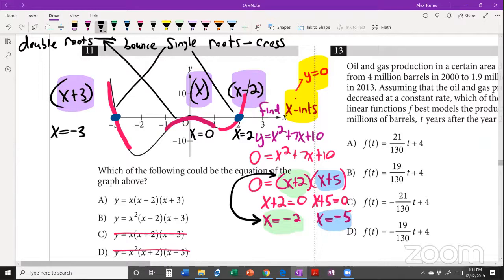So based on the fact that the two pink x-intercepts are crossing through and the burgundy x-intercept is bouncing off, we know that the x has to be to the second power and the other two roots are to the first power, and that's choice B. So double roots bounce off the axis and single roots cross through the axis. That's number 11.